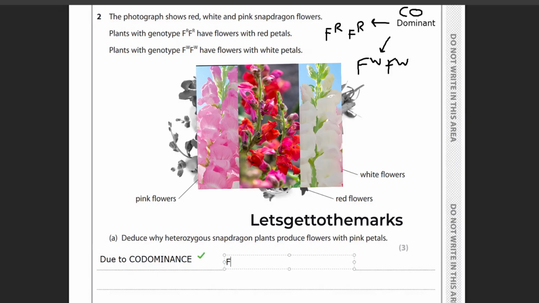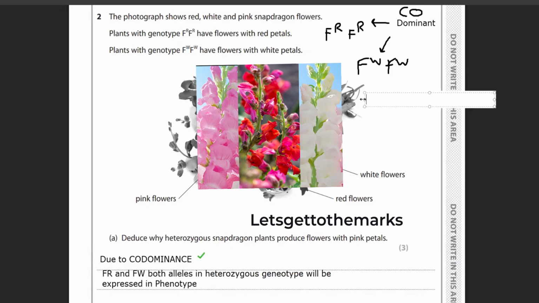Now we need to explain that a little bit. Well, if you're heterozygous, you're going to have FR, FW, F capital R, F capital W, which means you're going to have one of each allele. You're going to have a red allele and a white allele if you're heterozygous. And they're both codominant, so both are expressed in the phenotype. So if you have FRFW, you're heterozygous, that's going to get you a mark, and both are expressed in the phenotype will get you the third mark.